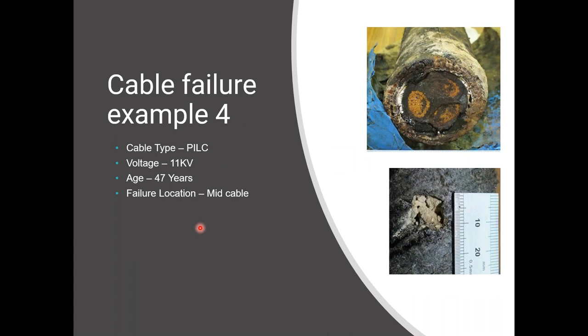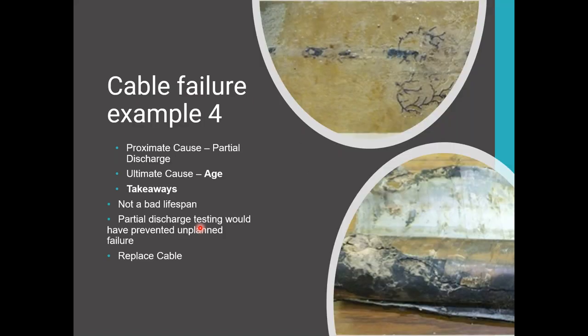And our final one, 47-year-old cable, mid-cable failure. Basically, when it was cut open, there was no evidence of bad workmanship, no problems. It failed because of age after 47 years. Not a bad lifespan. What would be more than acceptable. But one thing to point out, if they would have been doing the partial discharge testing, probably could have prevented the unplanned outage. It would have detected the carbon treeing happening there. It would have given an indication that the cable was nearing end of life, was developing problems, was getting worse, and was time to replace it.